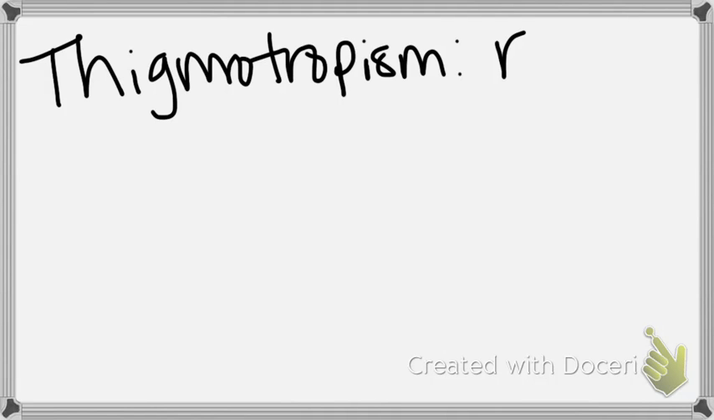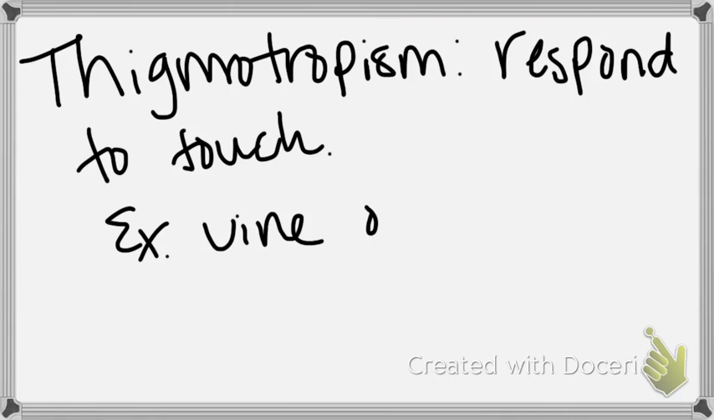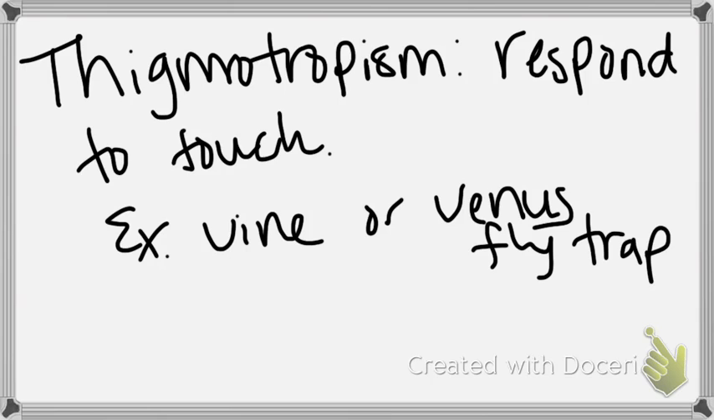The third type is called thigmotropism. And this is a plant's ability to respond to touch. So for this, think of, for example, a vine, which is able to climb up the side of a building. Or you could think of the Venus flytrap that's able to respond to the touch of an insect landing on it, and it closes. So both of these are ways that these plants respond to touch.